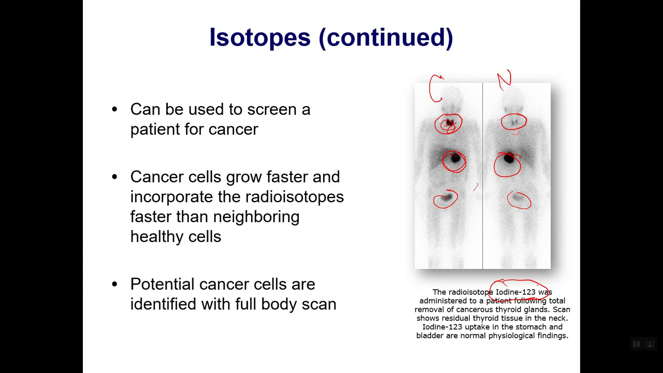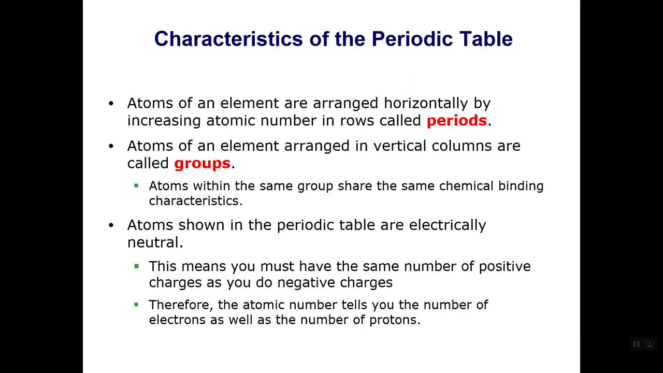The thyroid gland here is much darker than it is over here, and that gives supporting evidence that this patient might have thyroid cancer. So some other ways that we have incorporated isotopes are even in sanitizing your food. Okay.